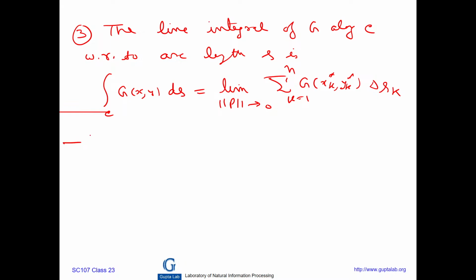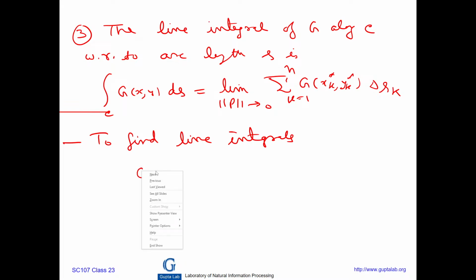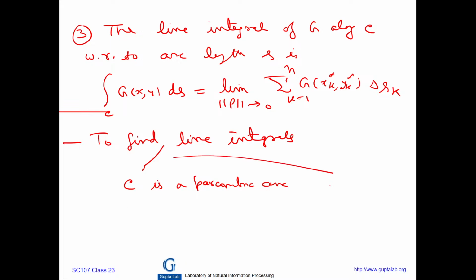So actually, to find line integrals, if we can do that, there are two methods. First, when C is a parametric curve, and second, when C is defined by an explicit function. This is case A, this is case B.